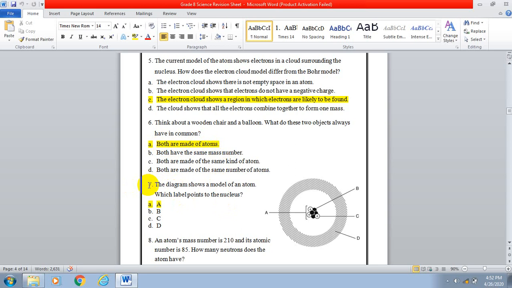For the seventh option, look at the diagram. It shows a model of an atom with a label pointing to the nucleus. So A, look at the central one, the positive one. We call it the nucleus. Here we have electrons, by the way. D is for the electrons, C is for the protons, B is for the neutrons, and collectively, neutrons and protons, like B and C, we call them A. So option A is correct as a nucleus.